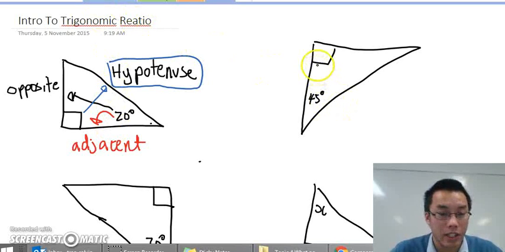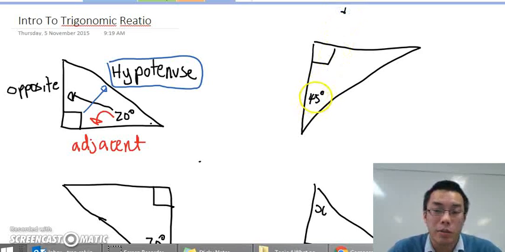I'll show you another example. Let's look at this triangle here. So we have a right angle triangle, and one of the angles is 45 degrees. First thing you want to do is label it. So this side here is the hypotenuse, because it's opposite the right angle.